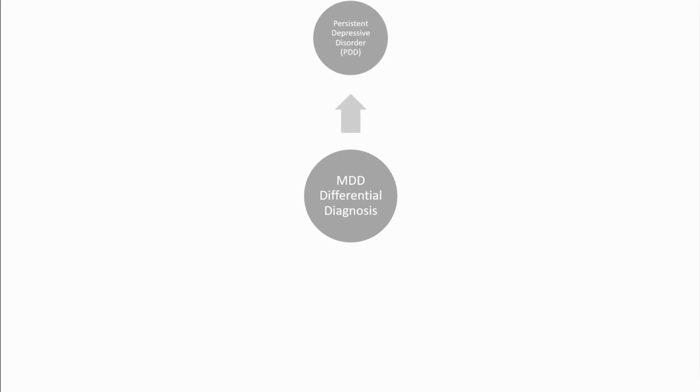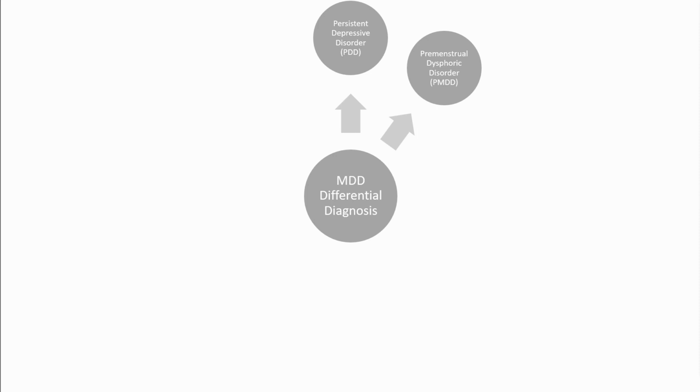There are several other diagnoses you may want to consider when thinking about MDD. For example, an adult patient might qualify for diagnosis of persistent depressive disorder if they have depressed mood most of the day, for more days than not, for at least 2 years. It's also possible for a patient to have both persistent depressive disorder and MDD.